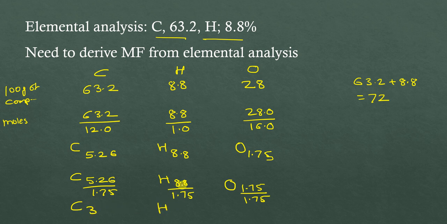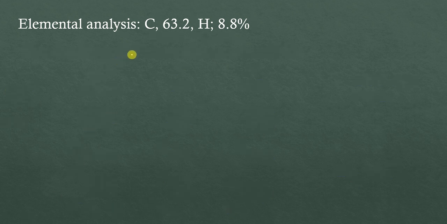For H, 8.8 divided by 1.75 is coming around 5.02, so we'll take H5, and oxygen will obviously be 1, right? So this is the general formula we have, C3H5O. This indicates the ratio of these elements. In general we can write C3nH5nOn.